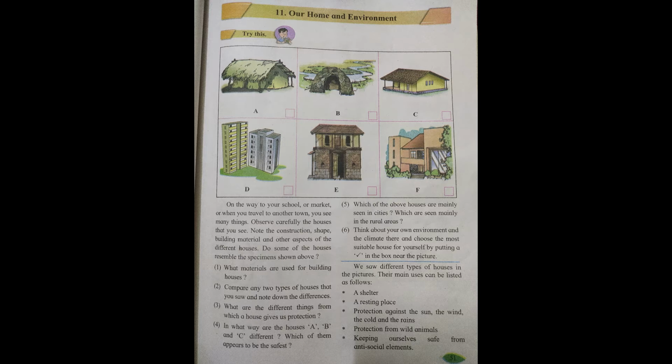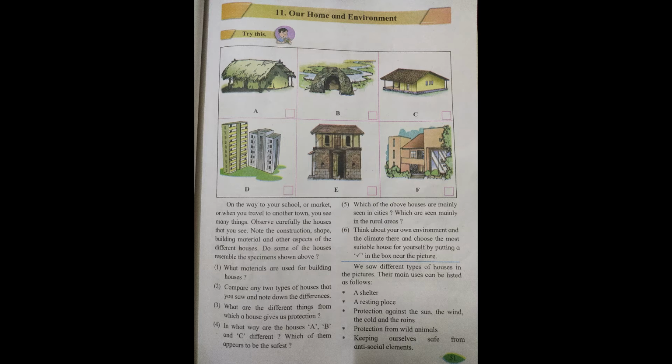Now, how is this structure being built? Why is there this difference? The environment has an important role in the construction of houses. These two are related to each other. So, we are going to find out how environment and houses are related to each other.